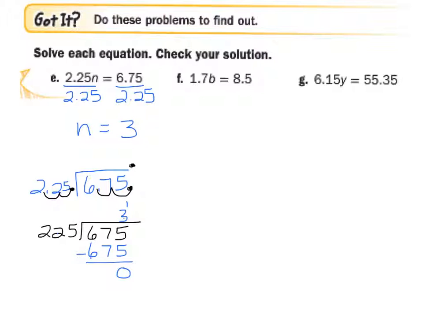Trying the next one, 1.7b equals 8.5. So I'm going to divide both sides by 1.7. The 1.7's cancel, and we're going to find that b is equal to, so let's take our 1.7, divide it into the 8.5. We had to multiply by 10 to get the decimal to the back, so we'll do it on here as well. Rewrite it and solve.